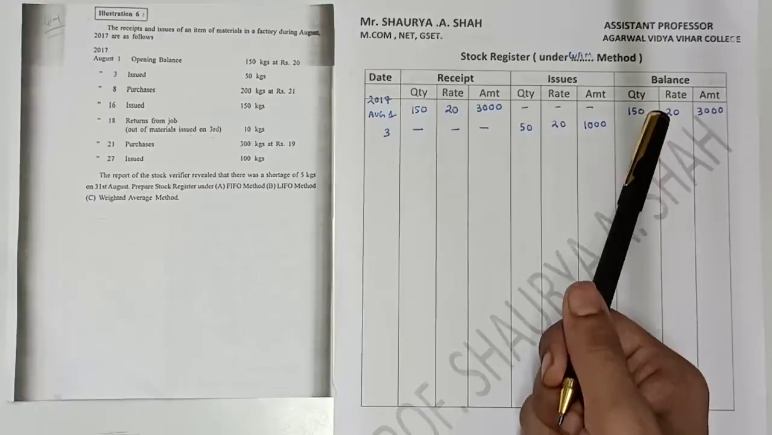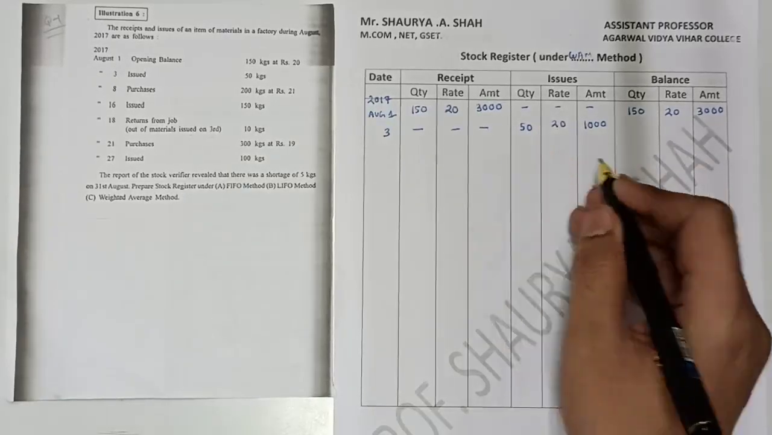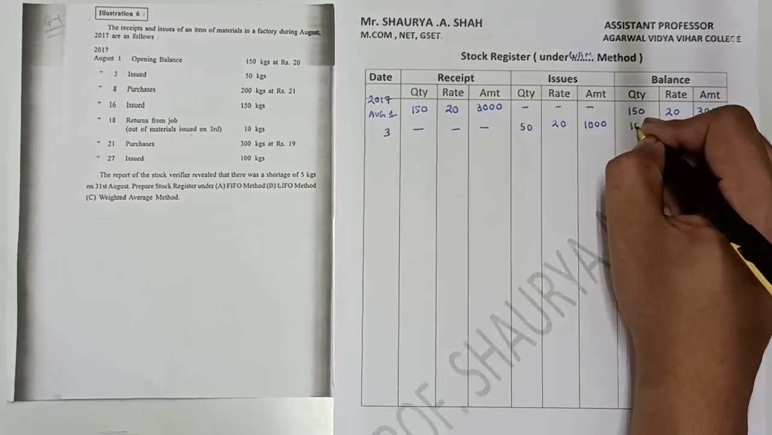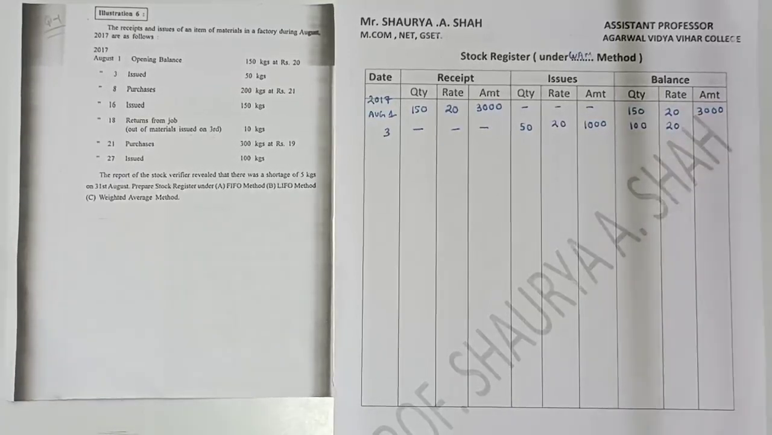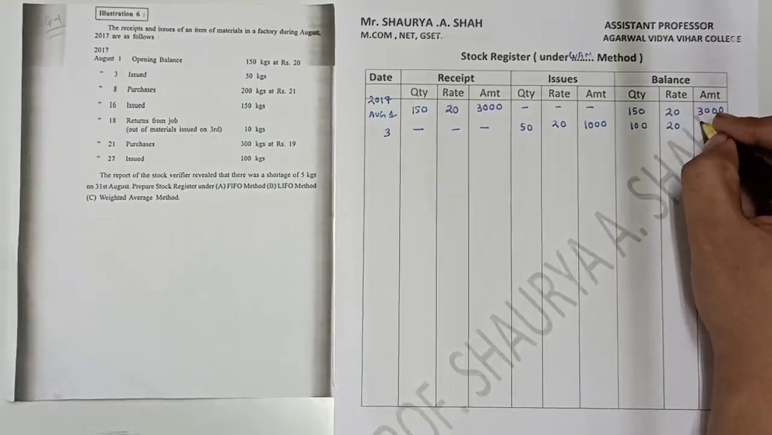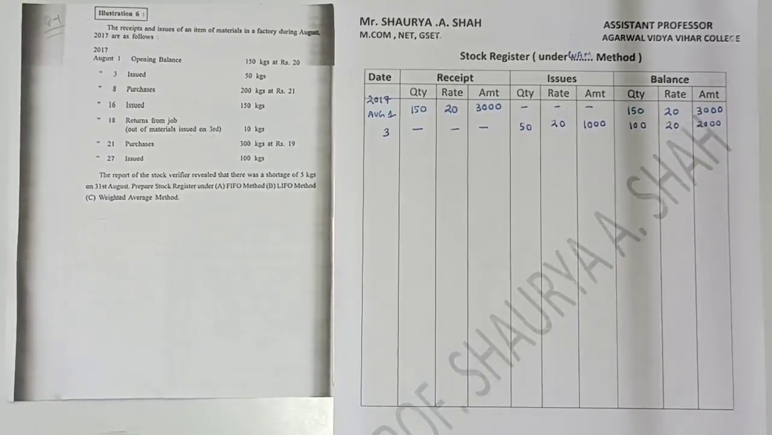Now out of 150, two materials are not yet combined in our store. So out of 150, 50 is gone, so 100 is my remaining balance. The rate will only be 20, because there is no other material. Whenever it comes, the problem will start. So I'll write down 2000 here. I hope it is clear till here, students.